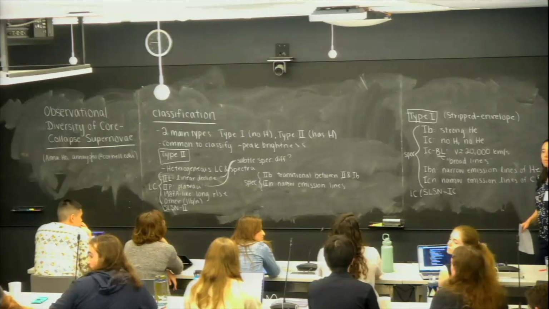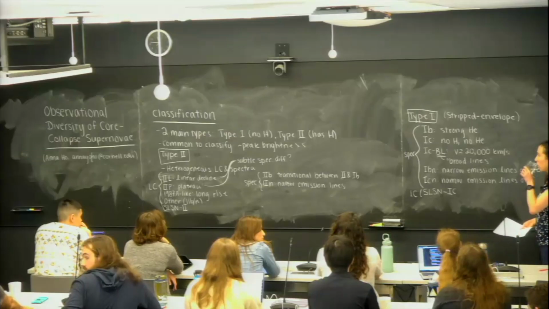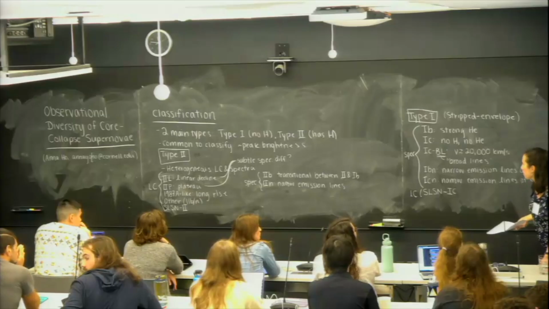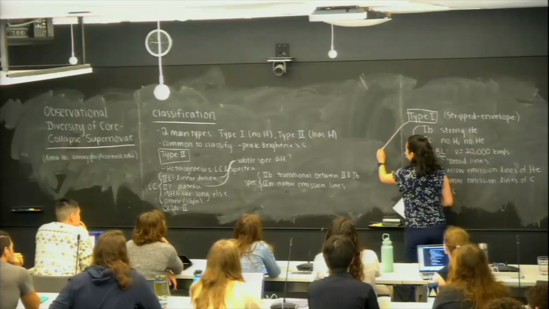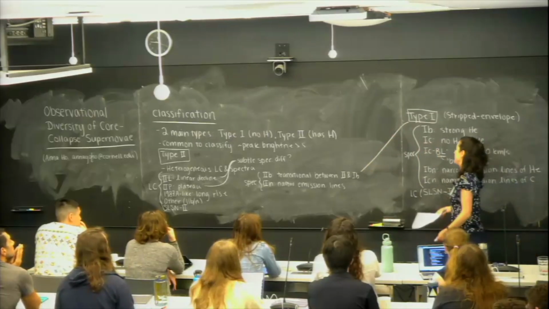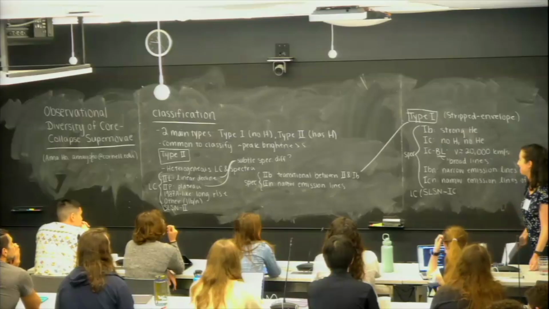Is there any reason why type 2Bs cannot be this kind of a stripped envelope? Because they are like type 2, but then they transform into type 2B. Oh, they are? Yeah, that's fine. You could call it that as well. I think, yes, it's very partially stripped.